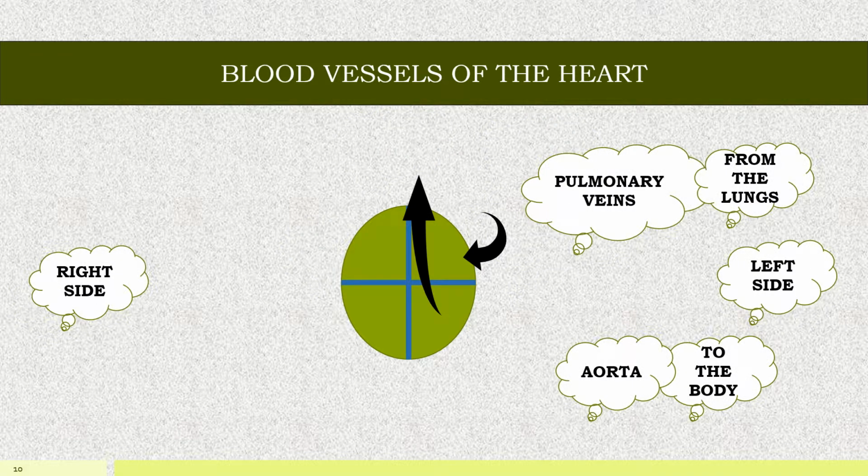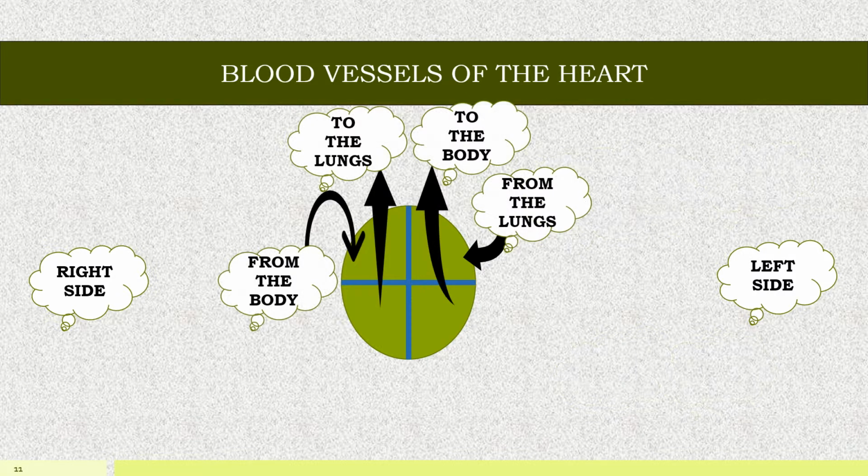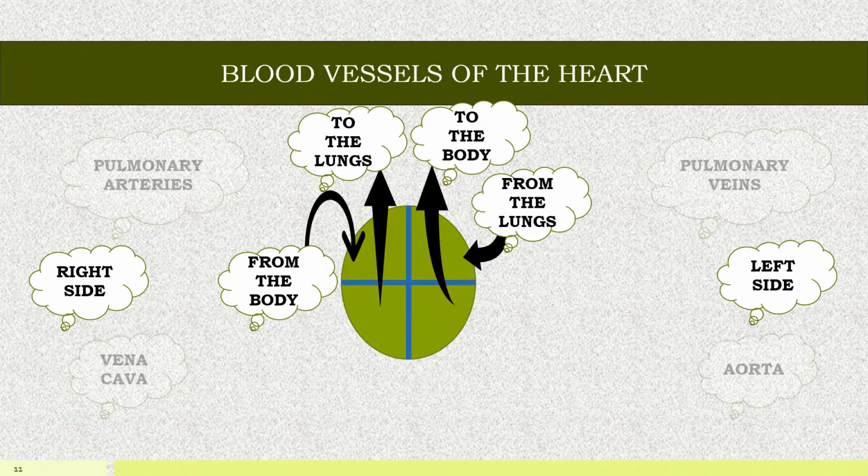The blood vessels on the left side of the heart are the pulmonary veins and the aorta. The pulmonary veins come from the lungs to the heart, and the aorta is coming from the heart to all parts of the body. The tubes that connect, or the blood vessels of the heart, must be coming from the body to the heart, from the heart to the lungs, from the lungs to the heart, from the heart to all parts of the body.